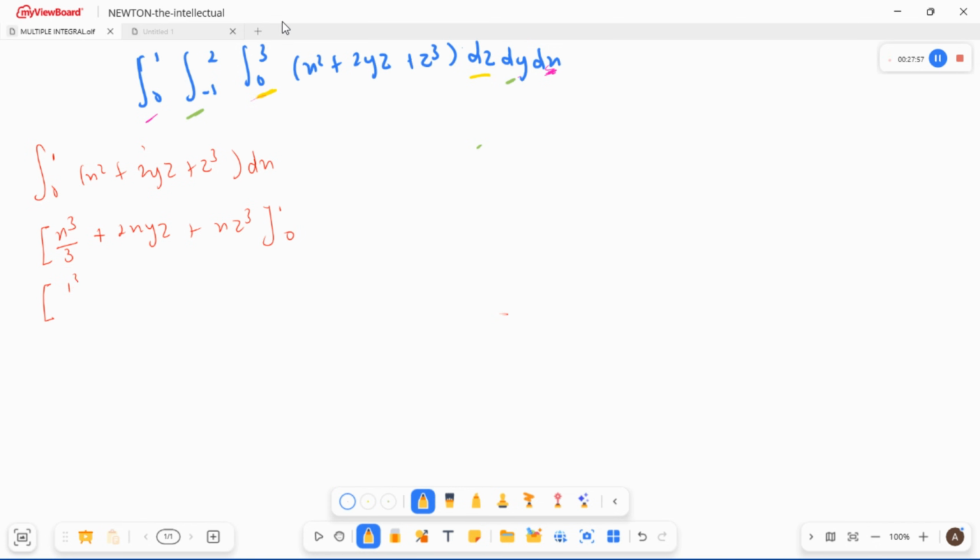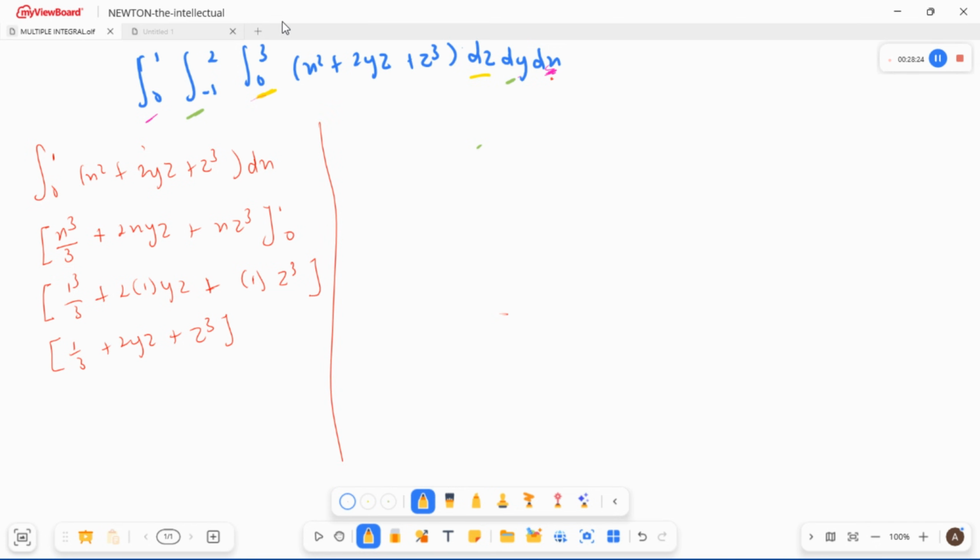So we have 1 cubed over 3 plus 2, 1, yz. You can see that I'm not substituting for y and z because I'm integrating with respect to dx. So every other variable here will not have a value substituted for it. So we have 1 over 3 plus 2yz, then plus z cubed. This is the first integral that we got.